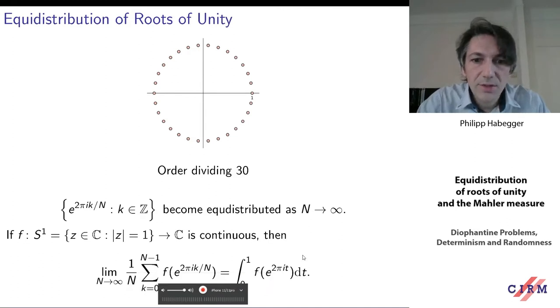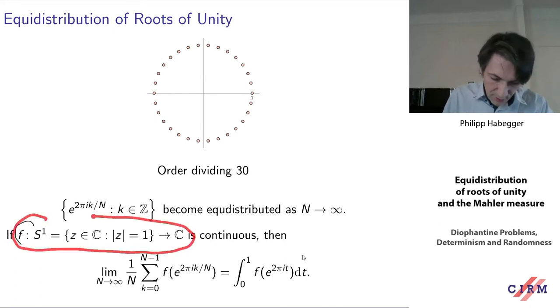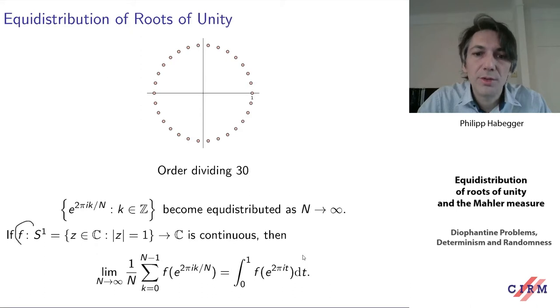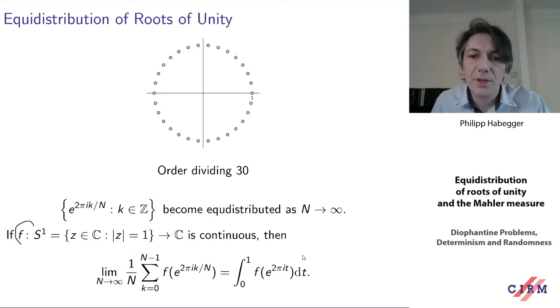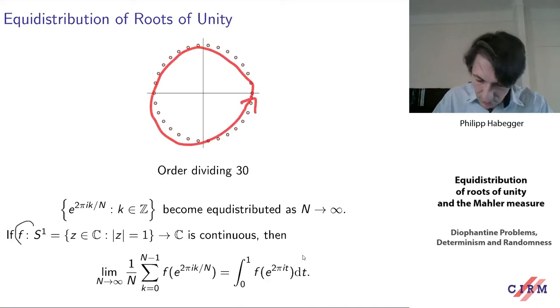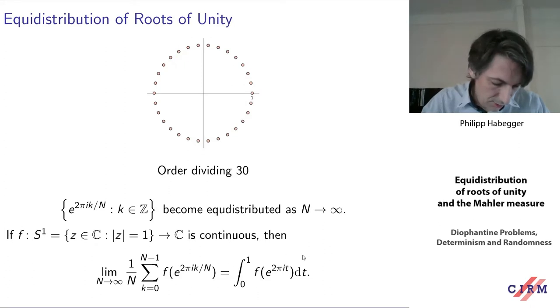So what does equidistribution mean? It means that if I have a test function defined on the unit circle, this function f here, which has to be continuous, complex valued, then if I take the average of this function over the roots of unity, and then take the limit as N goes to infinity, I'll converge to the integral of the function along the unit circle. So the integral of f along e to the 2 pi i t, so we're running along the unit circle in the usual counterclockwise direction, and this limit exists and equals exactly the integral. So this is a very classical result, and it's also quite easy to prove.